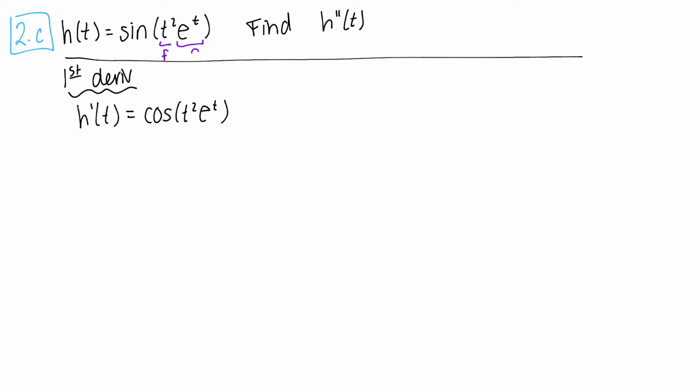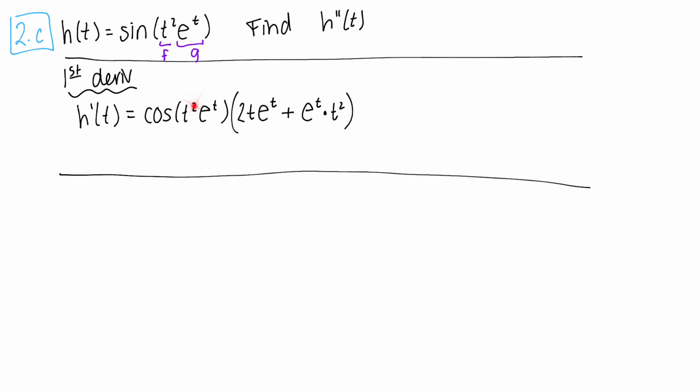Product rule on this with f and g. I'm just going to do this one quickly. So it's f prime, so 2t, and then g, e to the t, plus g prime is e to the t, and then times f, which is t squared. Now, I could distribute this out, but it's just going to make it a little bit messier. So instead of distributing this out, I'm just going to leave it the way it is.